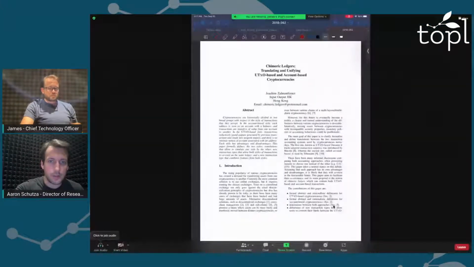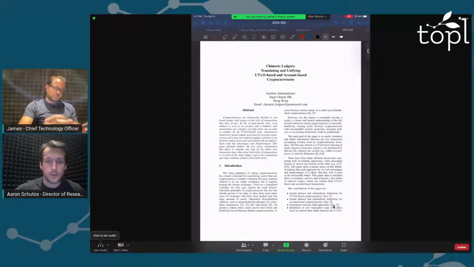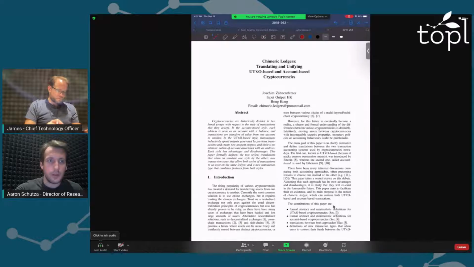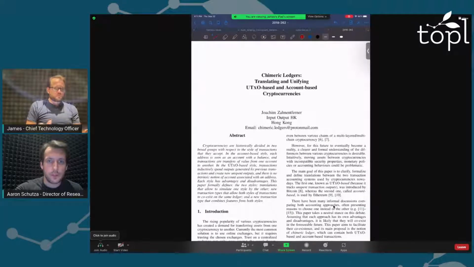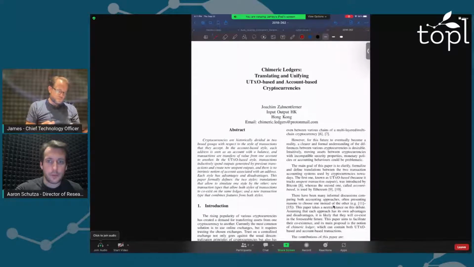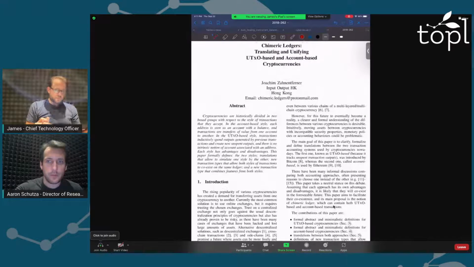So here's the paper. And so yeah, this first section is... let me scroll up so I can see it. So these cryptocurrency systems have been historically divided into two styles of tracking transactions. One's account-based and one is UTXO-based. UTXO stands for unspent transaction output.